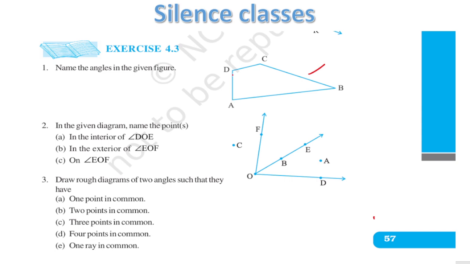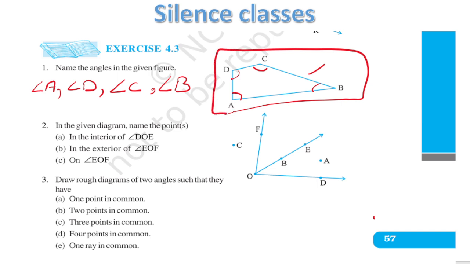Let's see. DA and BA are meeting at A, so we can find angle A. AD and DC, we can say angle D. DC and CB, we can find angle C. BC, CB and AB, we can find angle B. All these are angles available in this given figure.